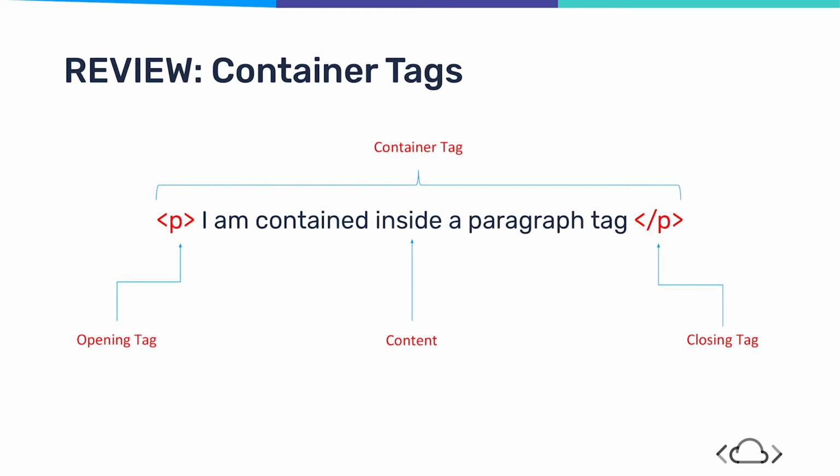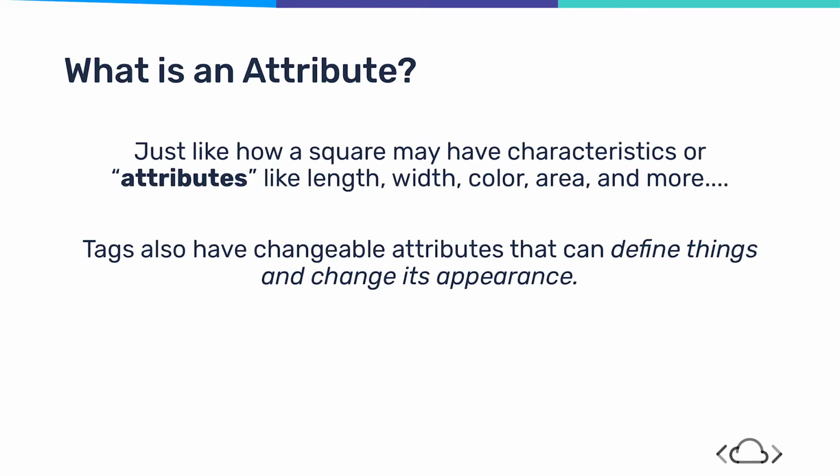Shown here is an example of a type of container tag called a paragraph tag, containing the sentence, "I am contained inside a paragraph tag." Notice the opening tag, the closing tag with the additional backslash, and the content contained in between. These are the fundamental building blocks of a container tag.